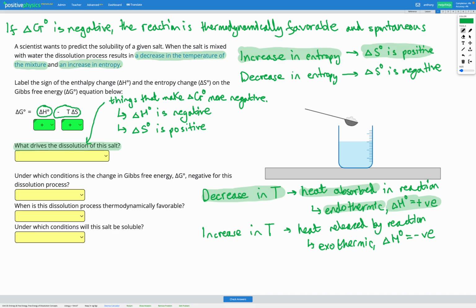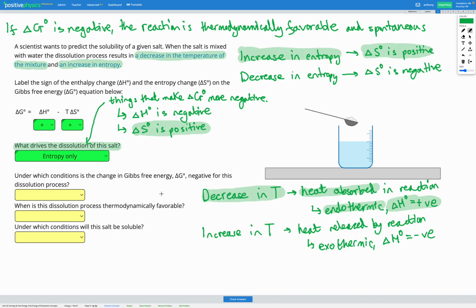So those are the two things that might lead to delta G being more negative, and therefore the two things that could drive a reaction. So in this situation, our delta H is positive. So that's not working to make delta G more negative. But we also have delta S is positive, and that is working to make delta G more negative because it's subtracted. So delta S being positive means that entropy is helping to drive this reaction. So the answer will be entropy only.